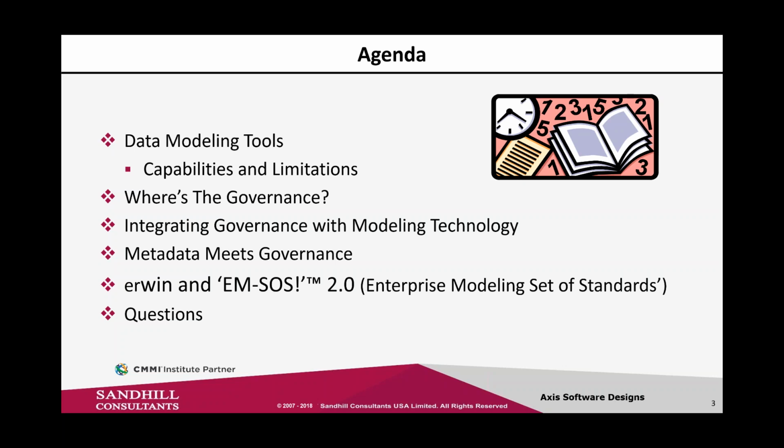But we're actually noticing that with capabilities come limitations. And certainly we want to talk about some of those limitations because they're not really mentioned a lot of the time. So we'll certainly cover that. Then we want to talk about the metadata governance and how the metadata governance comes into the picture and where it comes in and how an organization can leverage that with the modeling tools. We want to show where that integration of governance is and the modeling technology. And then we want to go through and explain how we see metadata meets the governance.